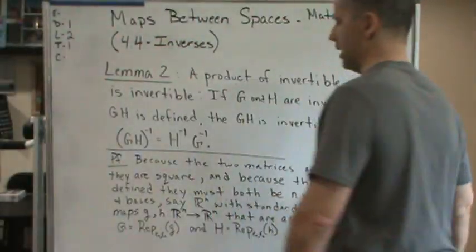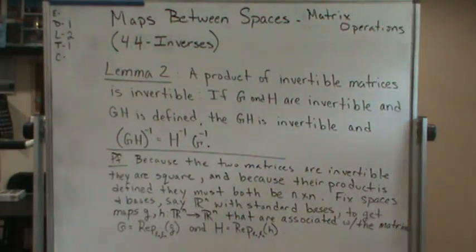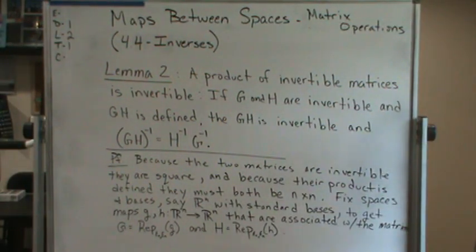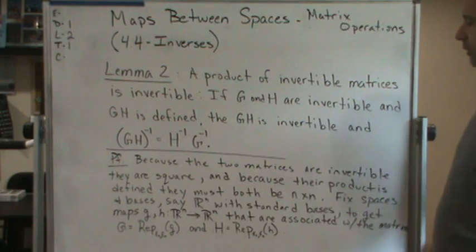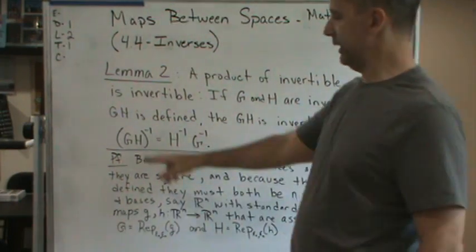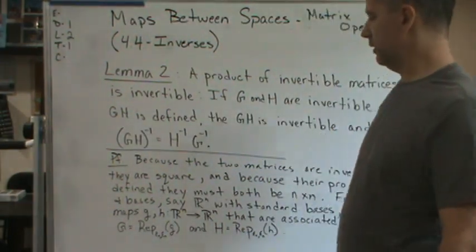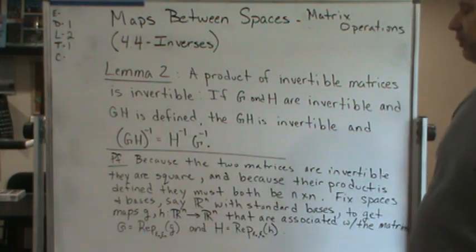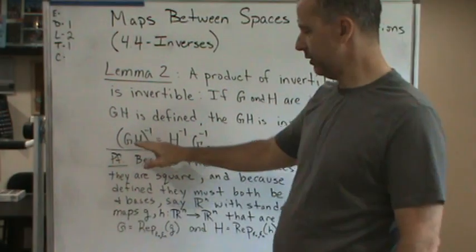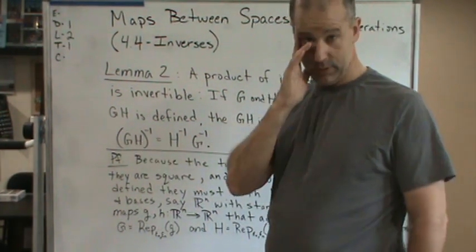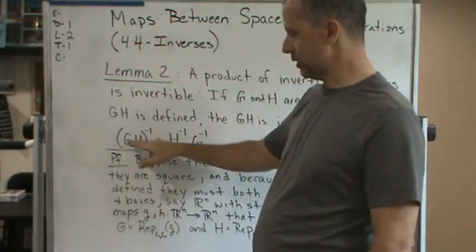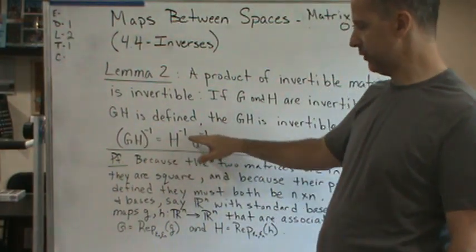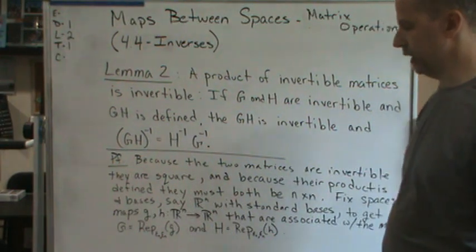Okay, so now here's Lemma 2. Lemma 2 states a product of invertible matrices is invertible. If G and H are invertible and GH is defined, the product GH is invertible. And then we have, of course, the inverse. How would we represent the inverse? So the inverse of the product GH is equal to H inverse times G inverse.